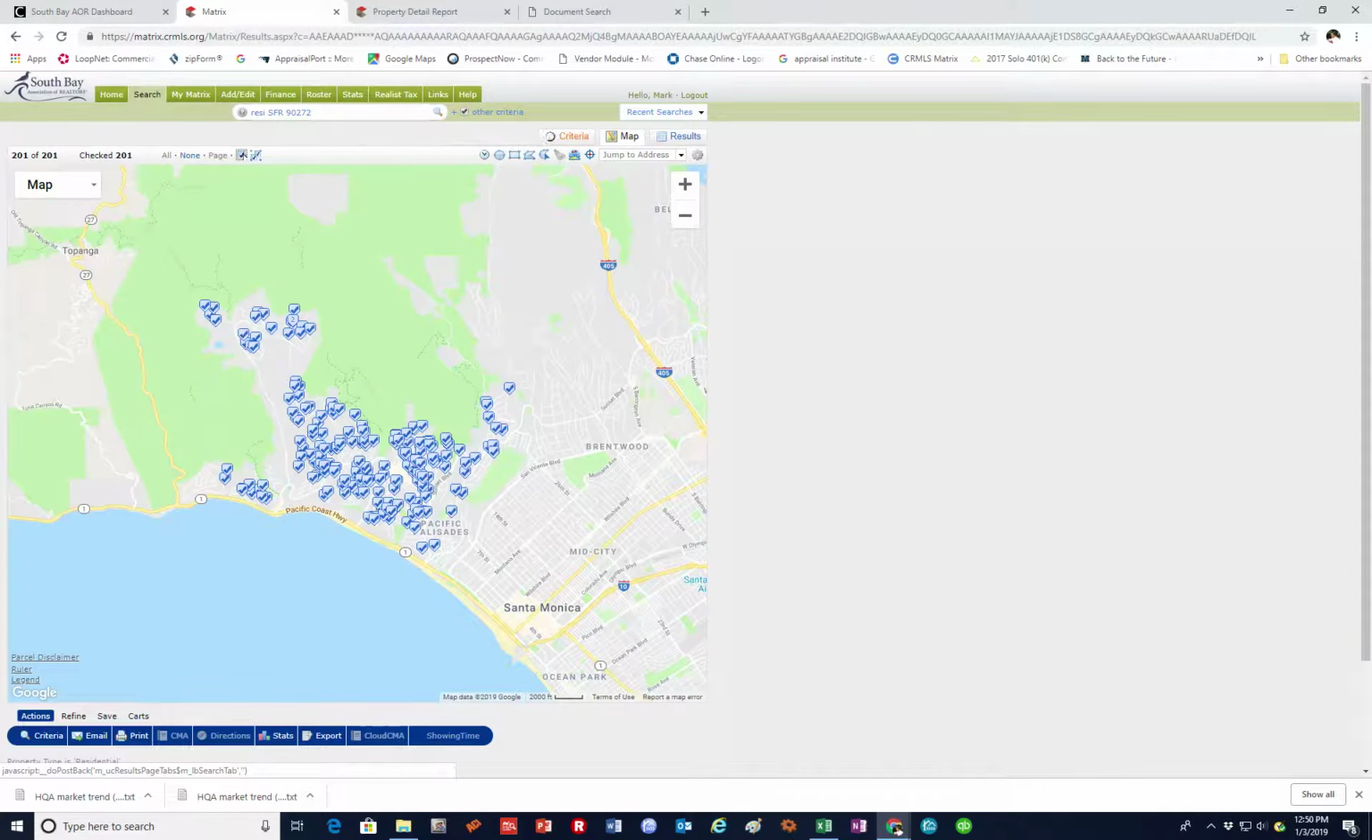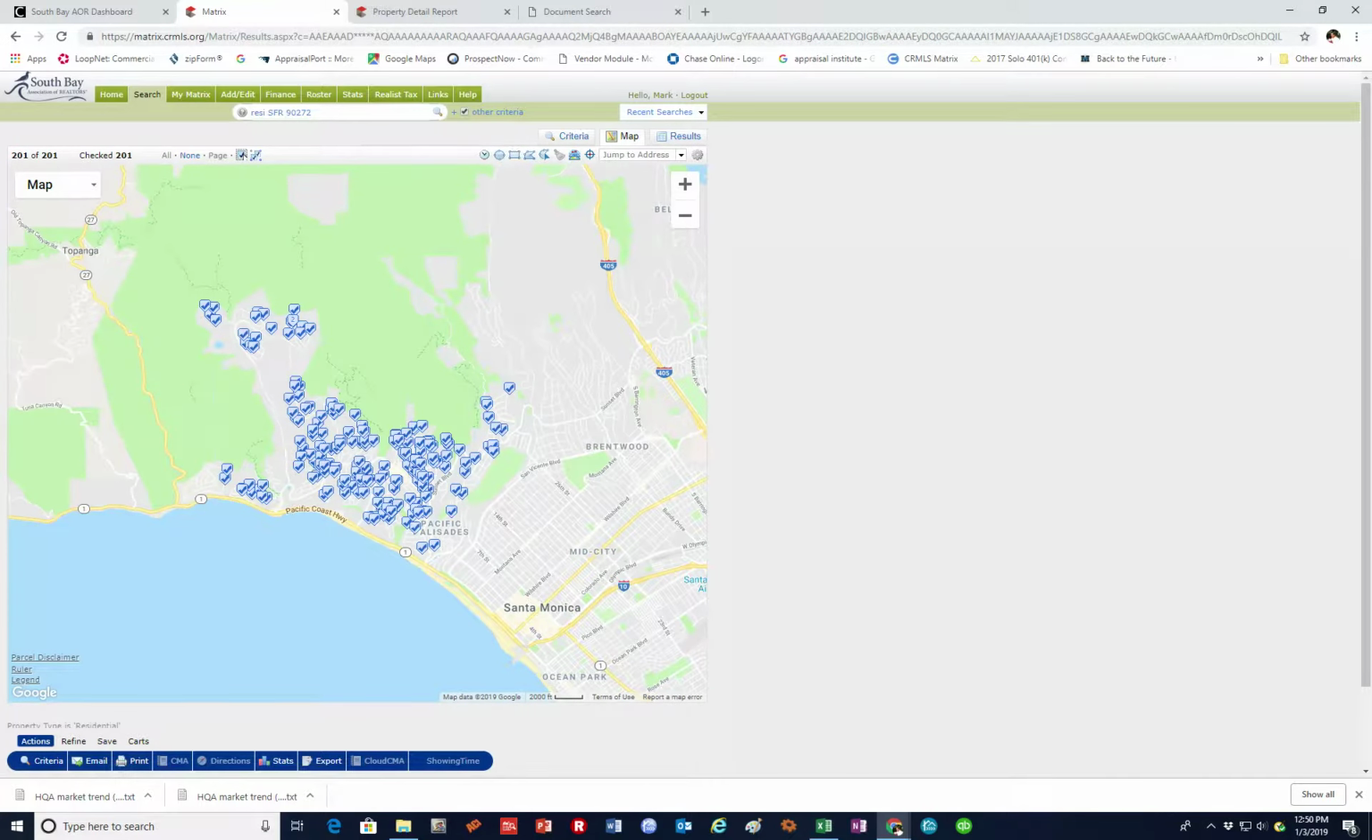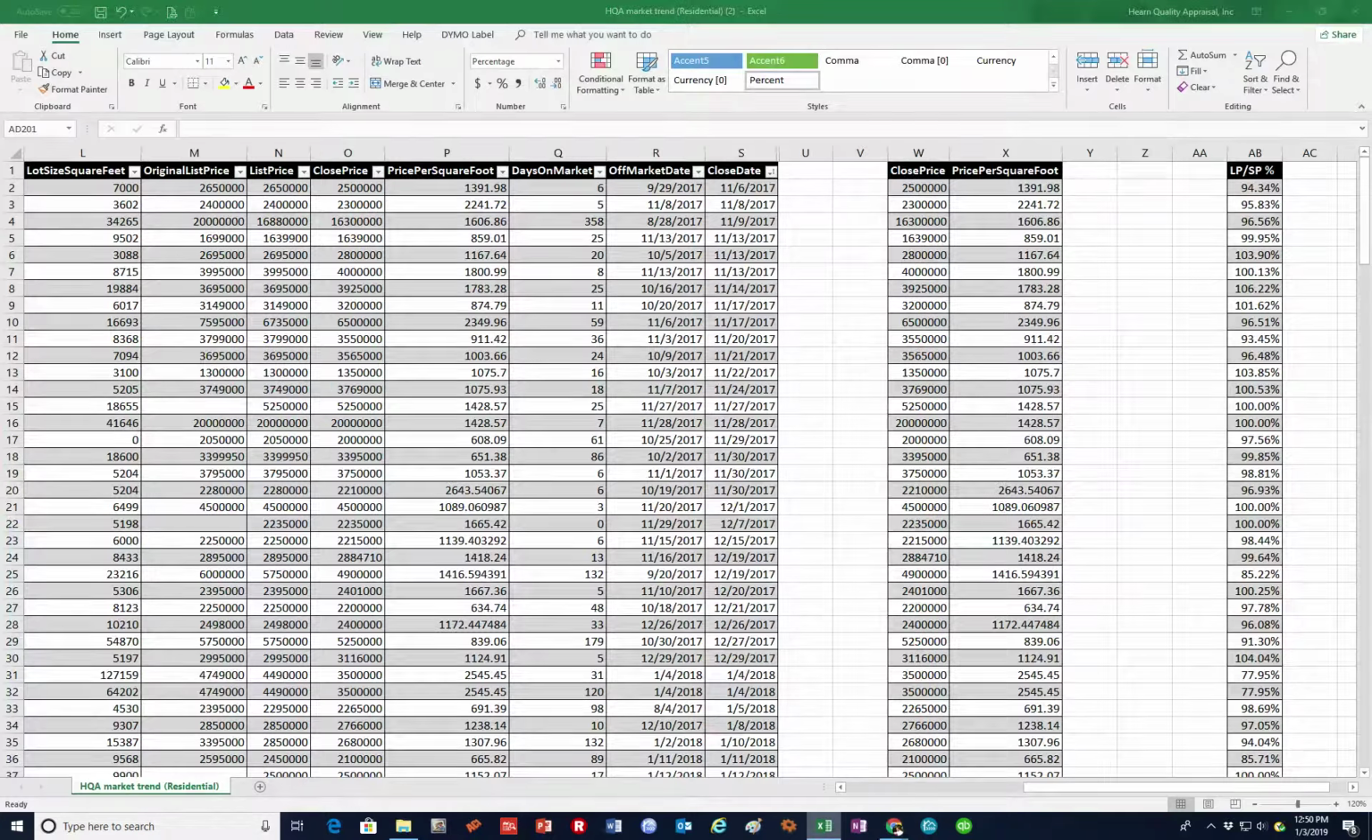I looked at all the sales from November 1st, 2017 to November 1st, 2018, all standard sales, and I exported that as a CSV file. Actually, that gave us 201 sales in the last year. I exported that to CSV and put it in Excel.